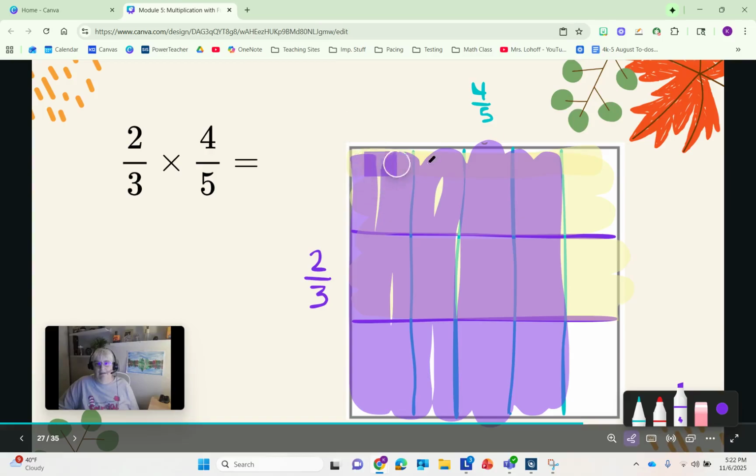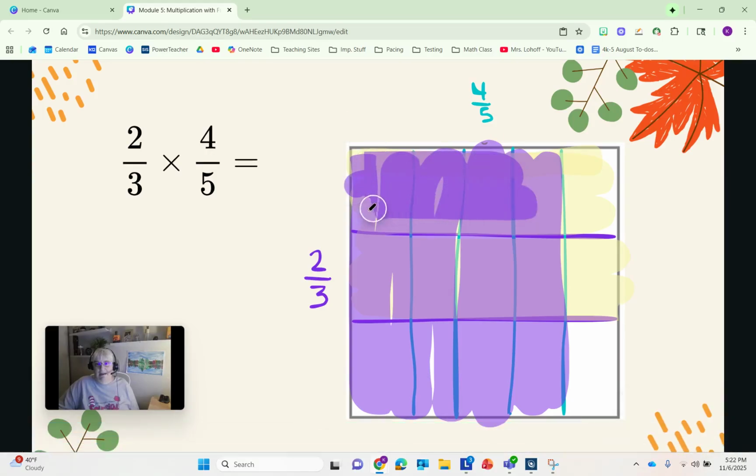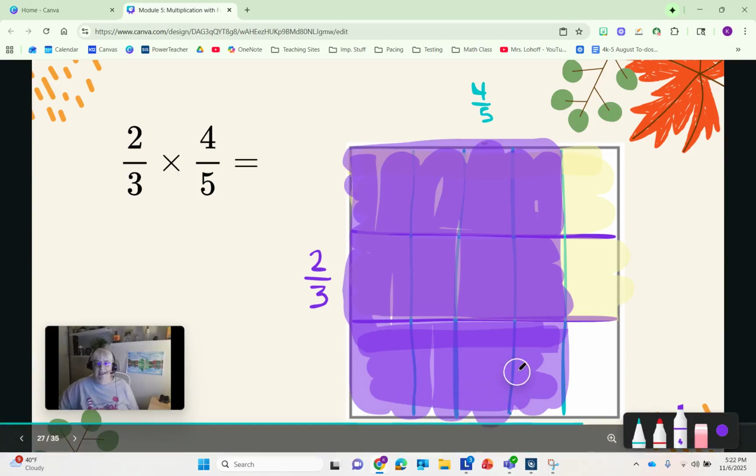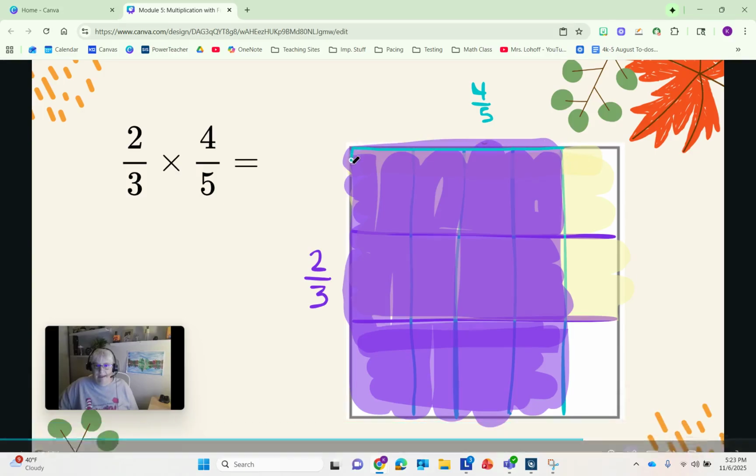Okay, clean up some of that. If I go over it again, it's going to get really dark and completely change my color. Okay, got the idea. Now I have to find the bits that overlap, and I can see that it's right here.